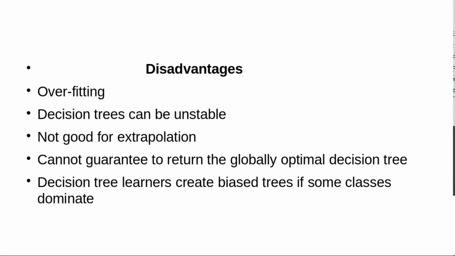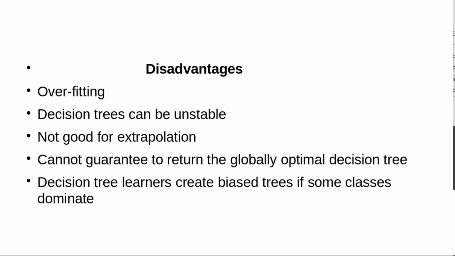The very first disadvantage is overfitting. Decision tree learners can create over-complex trees that do not generalize the data well, and this results in overfitting. To mitigate overfitting, you need to do pruning by setting the minimum number of samples required at a leaf node, or setting the maximum depth of the tree.